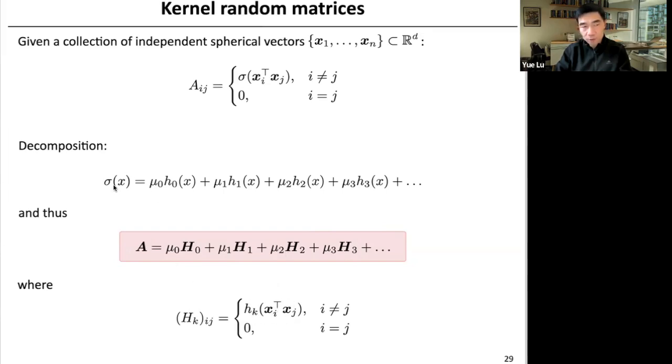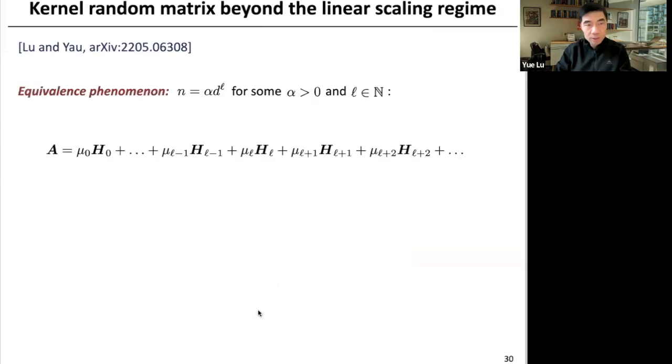Because original sigma is applied entry-wise to the matrix element, I can do the same thing. I'm just going to apply the Hermite polynomial entry-wise to each matrix element. Now, what is going on with this equivalence principle is really saying the following characterization. Suppose D is the dimension of your input vector, and N is the number of these vectors. Here we consider a general setting where N can scale as D to the power of an integer. For example, L equal to 2, N will be scaling like D squared. This is a setting that we considered in our in-context learning setup.